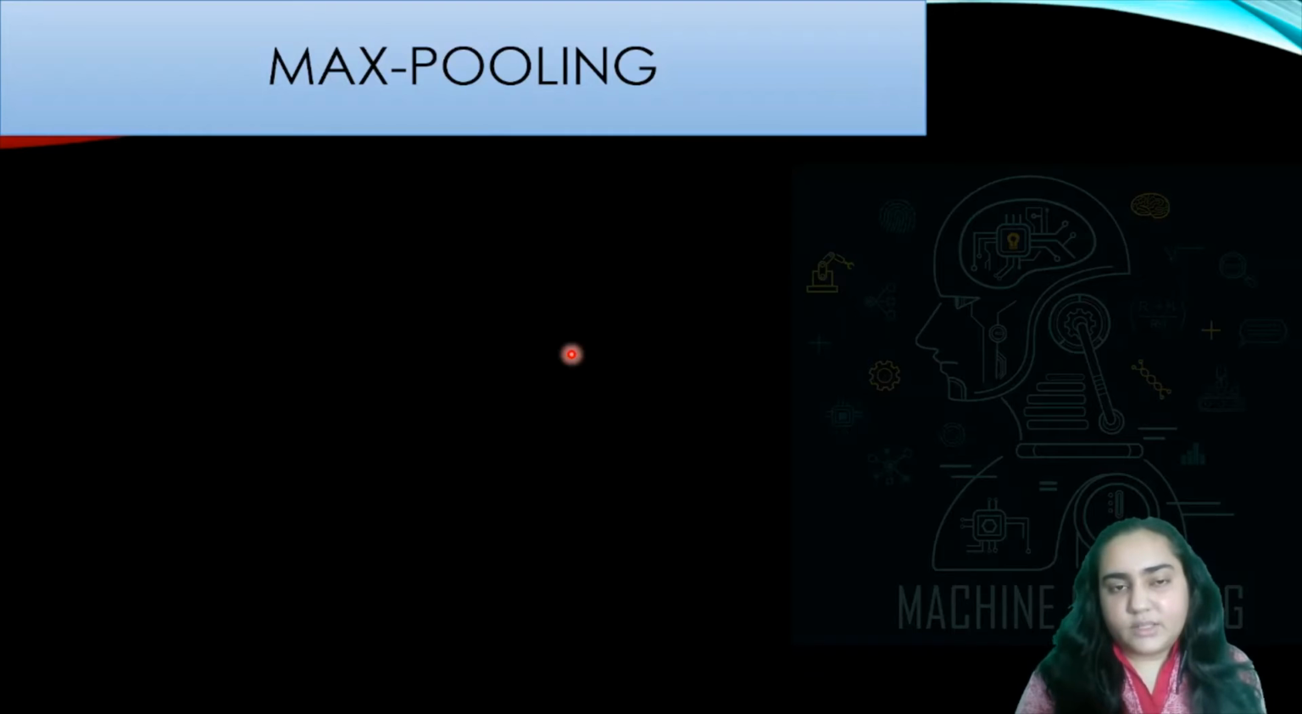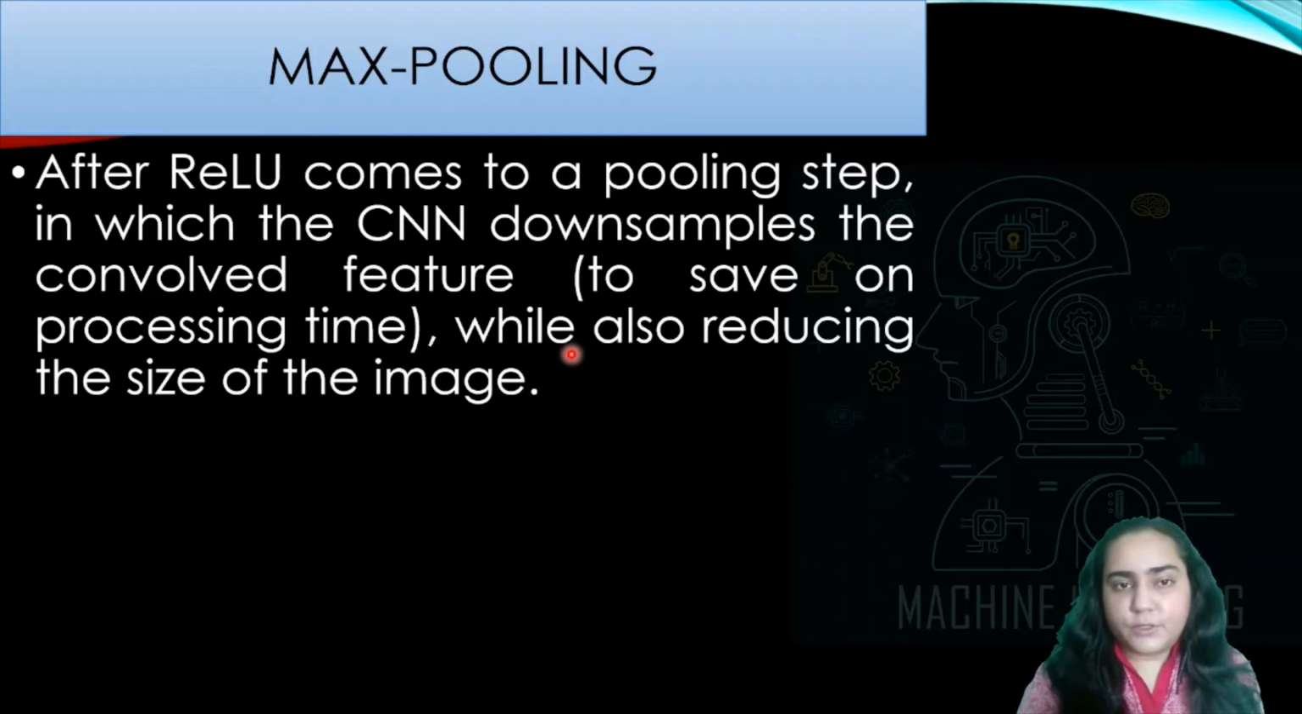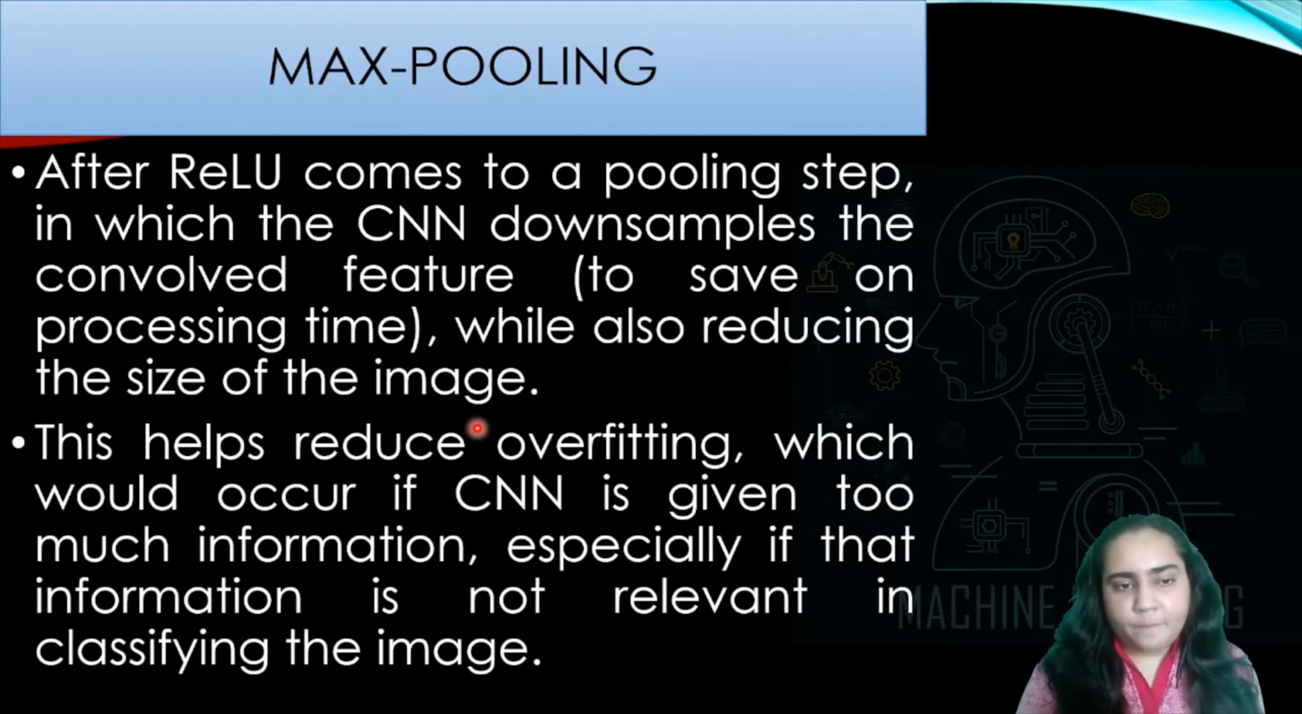Next step here is the max pooling step. Once the ReLU function is applied, we come to a pooling step in which the CNN downsamples the convolved feature to save on processing time while also reducing the size of the image. Okay. So basically, you're not going to keep the same sized matrix. You're going to try to reduce the size of your matrix so as to save time while processing your neural network, as well as to be able to perform a better analysis. And it would also help you to reduce overfitting.